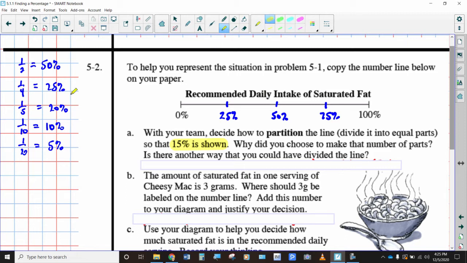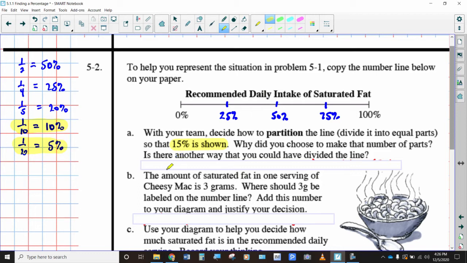Now, the reason why I bring this up is because we're trying to figure out what 15% is. And 15% is not easy to partition on a number line. But 10% is pretty easy, and so is 5%. So if we put those together, we would figure out what 15% is, right?